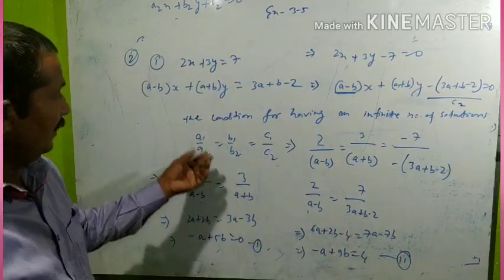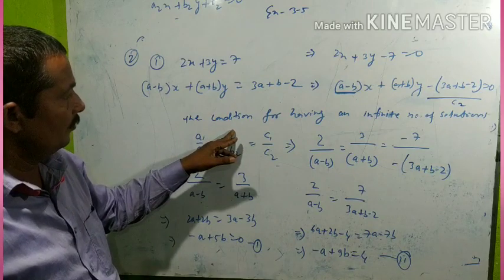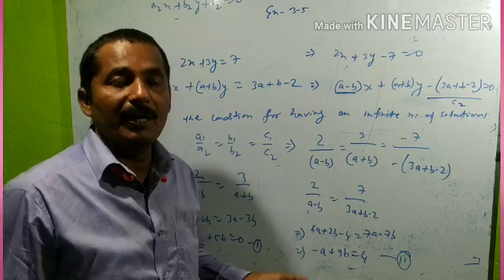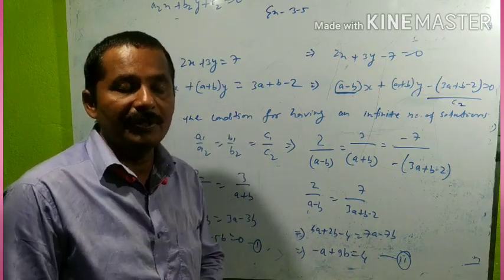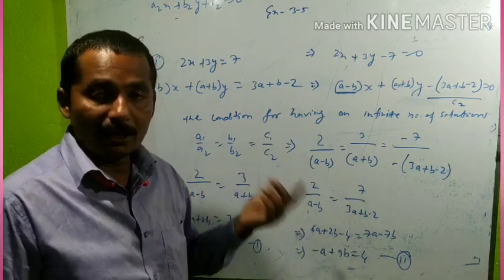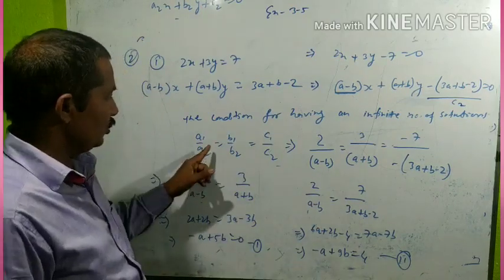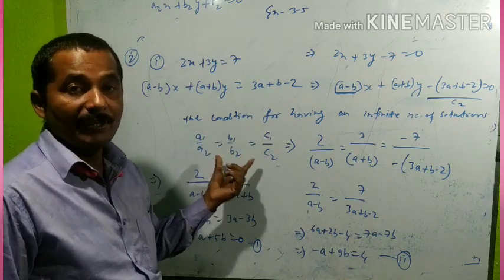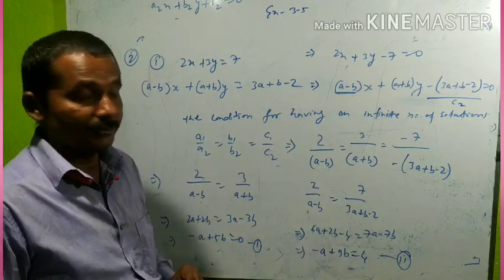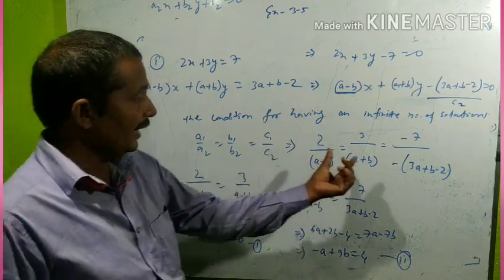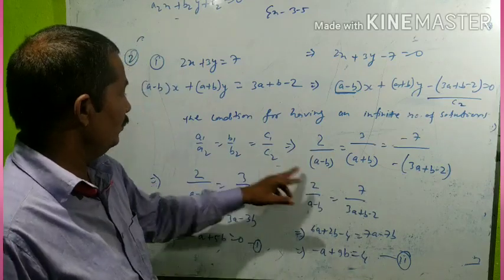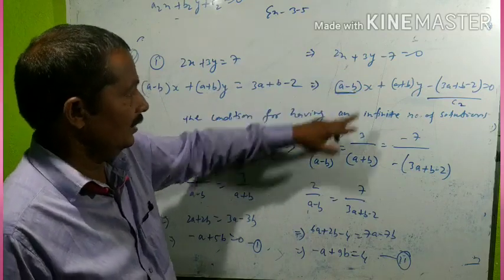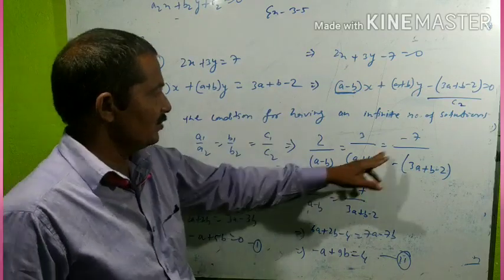And the condition for having an infinite number of solutions, you must keep in mind what is the condition for infinitely many solutions. As I taught earlier, a1 by a2 is equal to b1 by b2 is equal to c1 by c2. This is the condition for having an infinite number of solutions. I have written this here, and then I have put the values here. Look here, a1 is 2 and a2 is a minus b. Similarly, b1 by b2 and c1 by c2 I have written here.